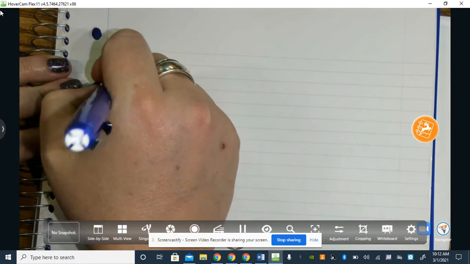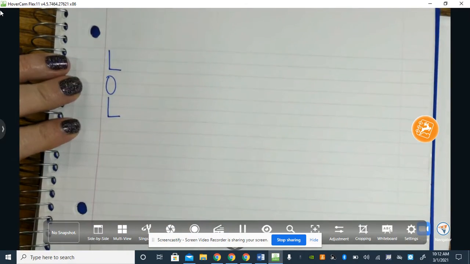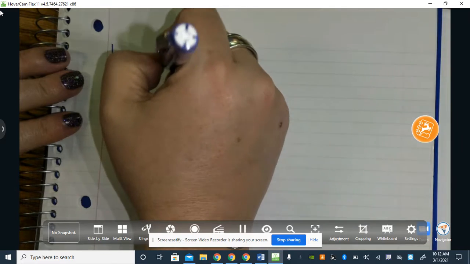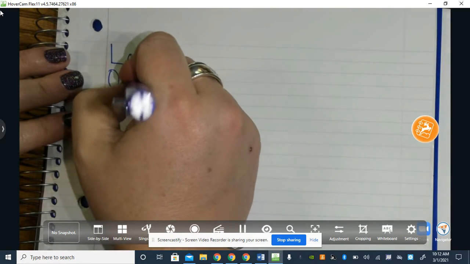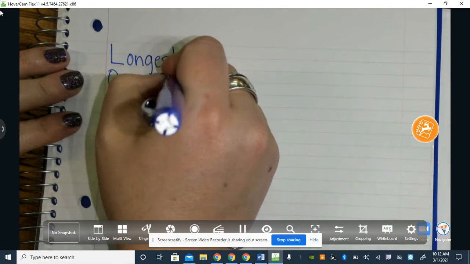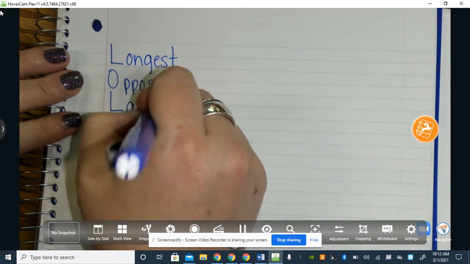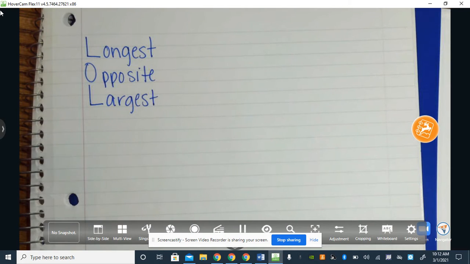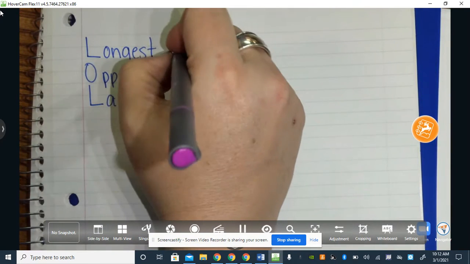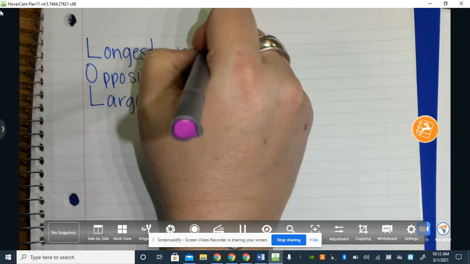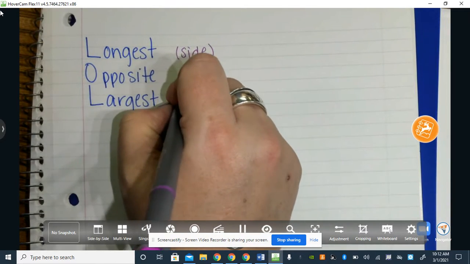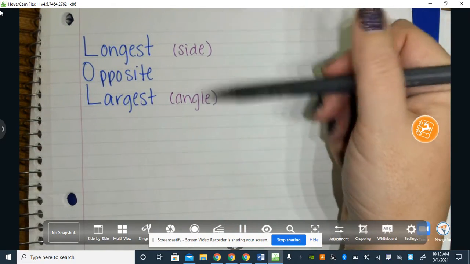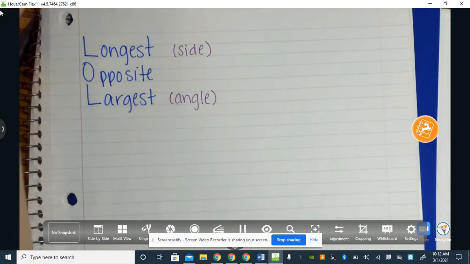So my first one is LOL, and that is your longest side opposite your largest angle. Okay? So the longest side opposite your largest angle. And again, guys, you can switch them up. It doesn't matter because they can rotate.